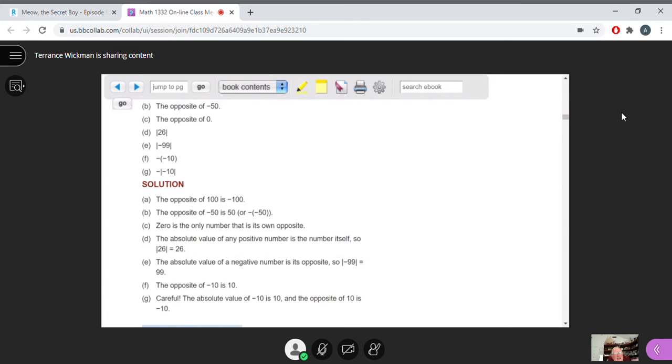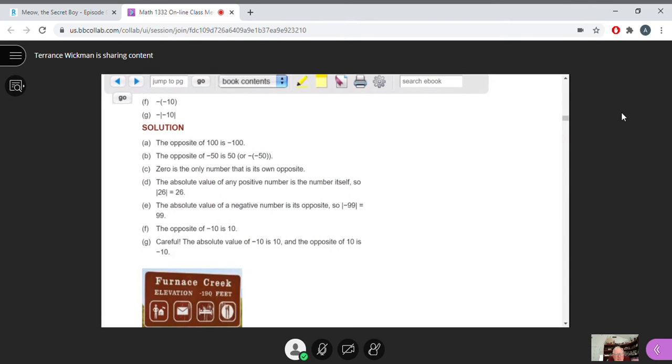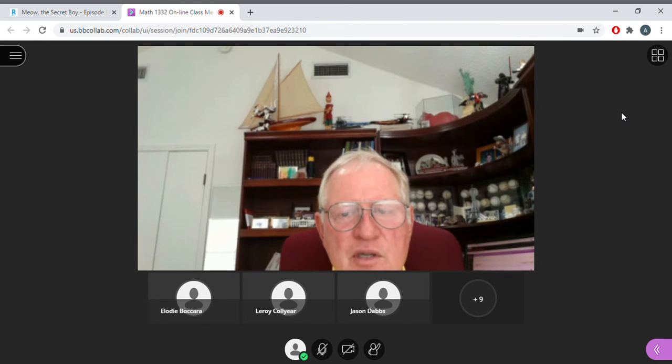Oh, they're not asking for the opposite. They're asking for the absolute value. Well, the absolute value of anything is going to always be a positive number. Oops. The opposite, I don't know why they just snuck that in there. Opposite of negative 10 is positive 10, and so on. I'll show you this.